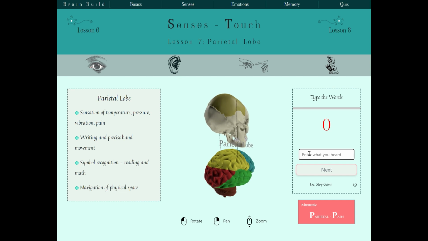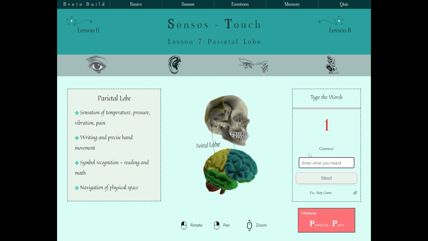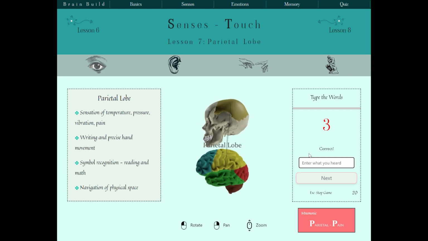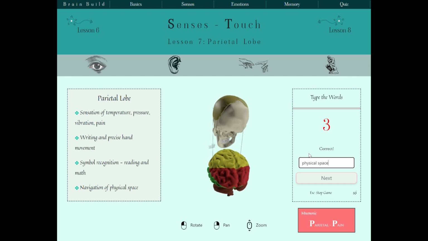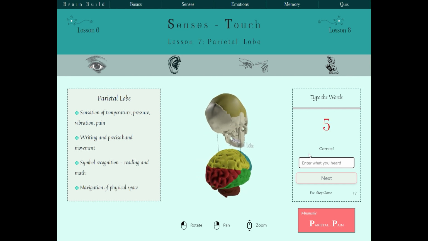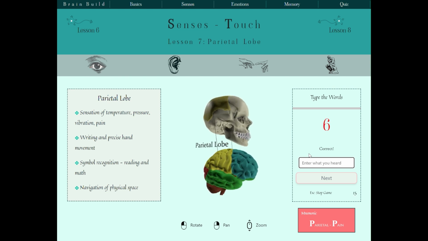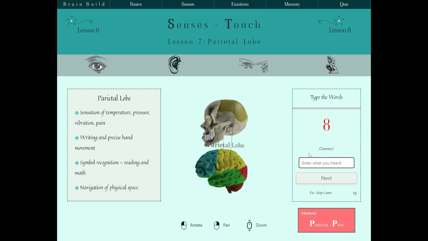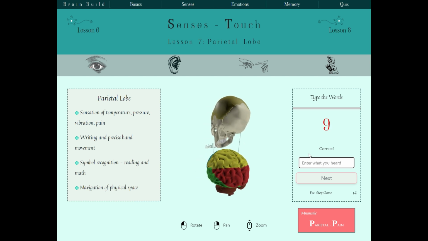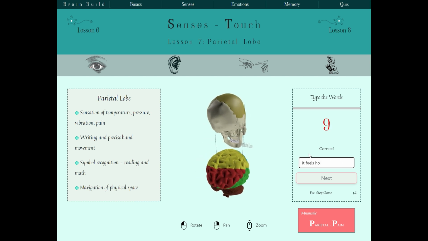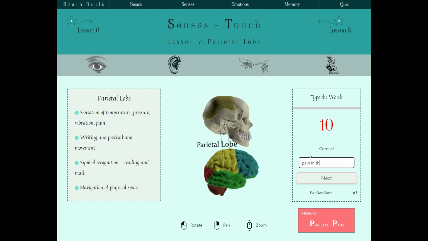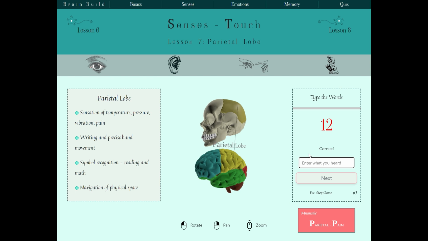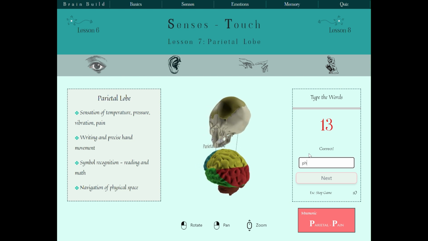Sensation. Fingers. Precision. Physical space. Pain. Touch. Vibration. Touching. Parietal lobe. It feels hot. Pain in the parietal. Parietal. Physical space.